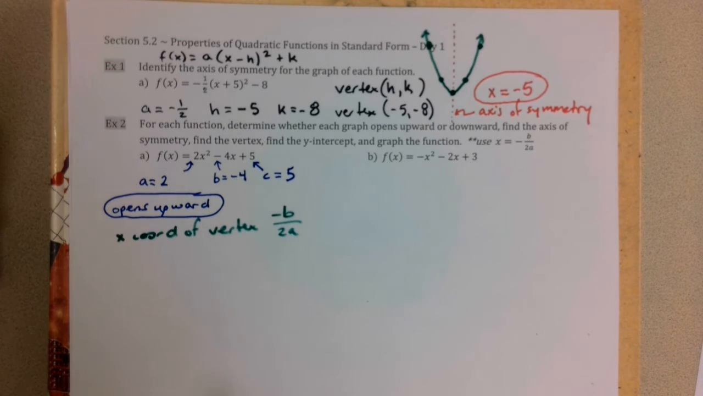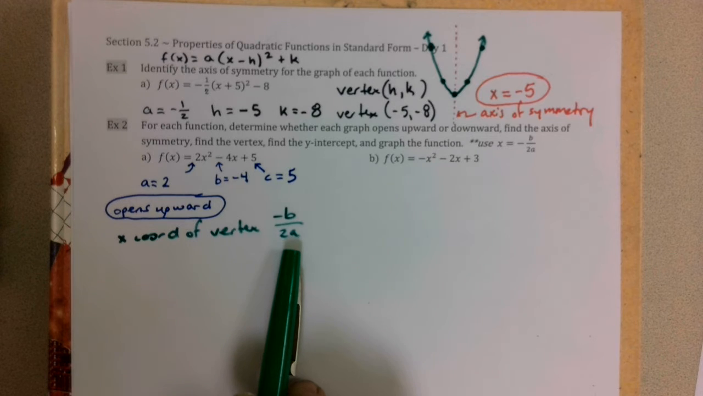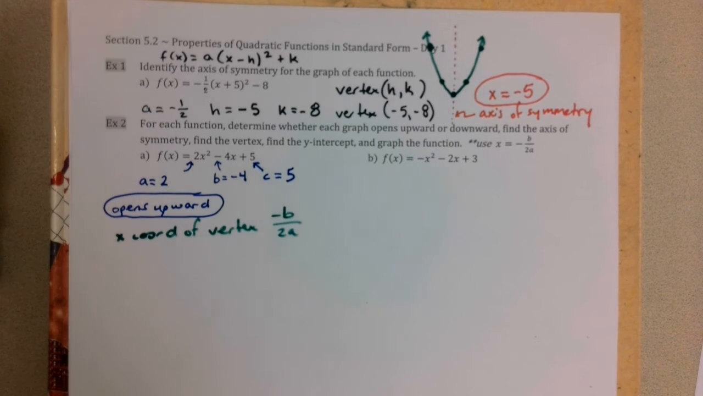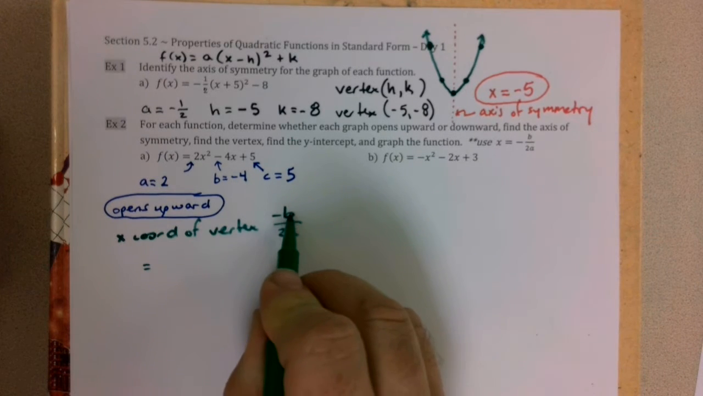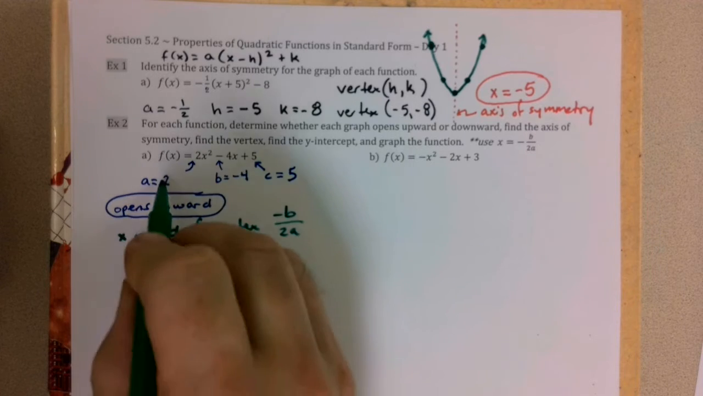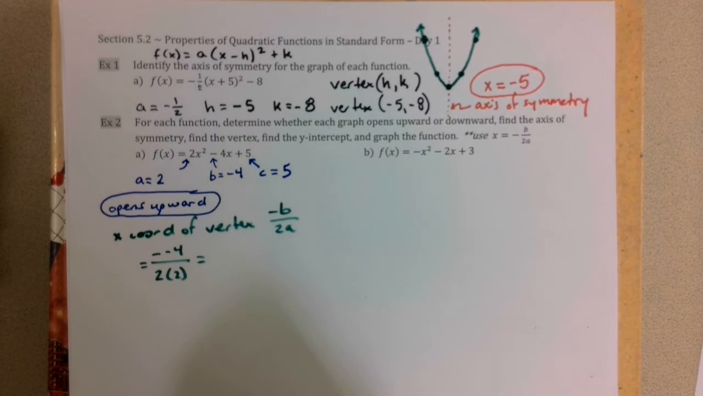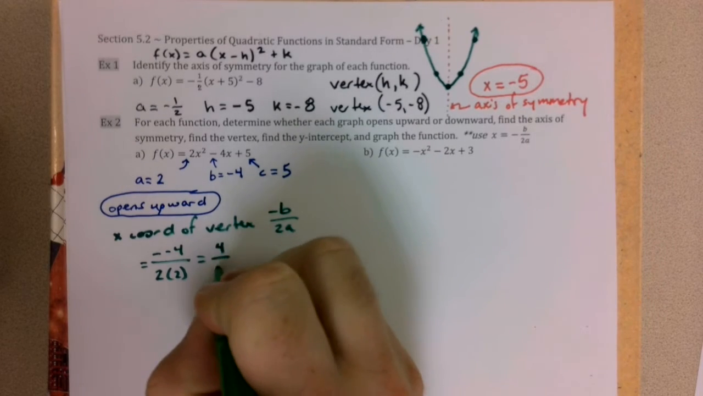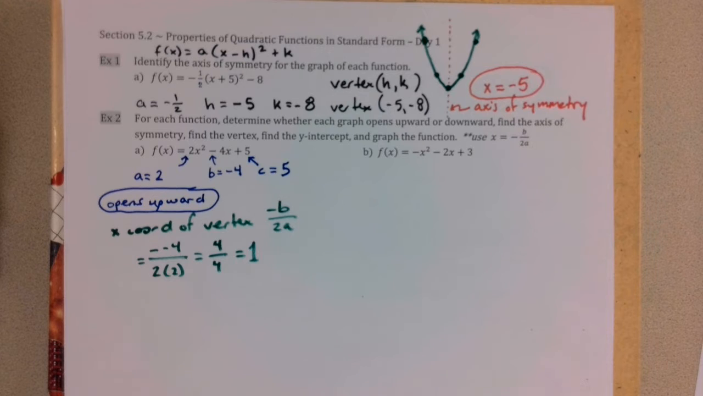So looking at what we have in this problem, a is equal to 2, and I could put that down in the bottom, and b is equal to a negative 4. So for this problem, what we would have is the opposite of b, which would be the opposite of negative 4, over 2 times a, which would be 2 times 2. The opposite of negative 4 is 4. 2 times 2 is 4. So the x-coordinate of our vertex is 1.